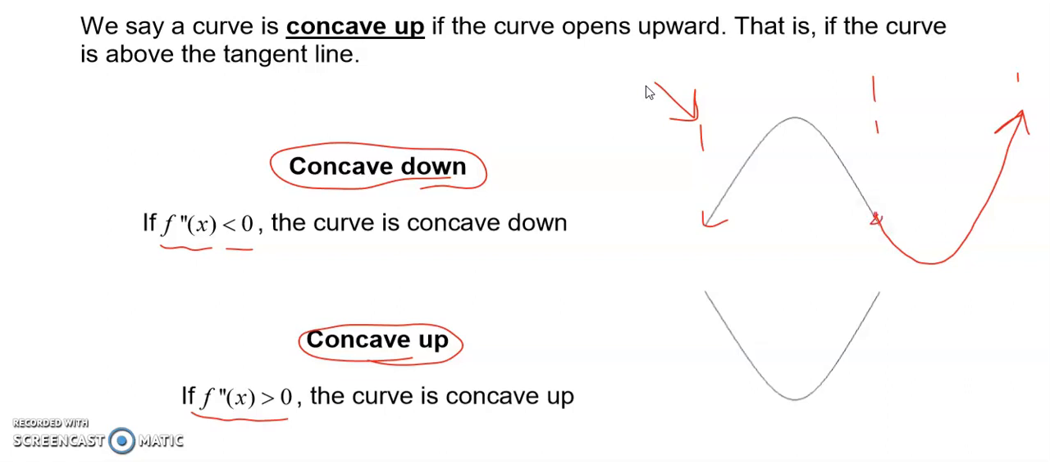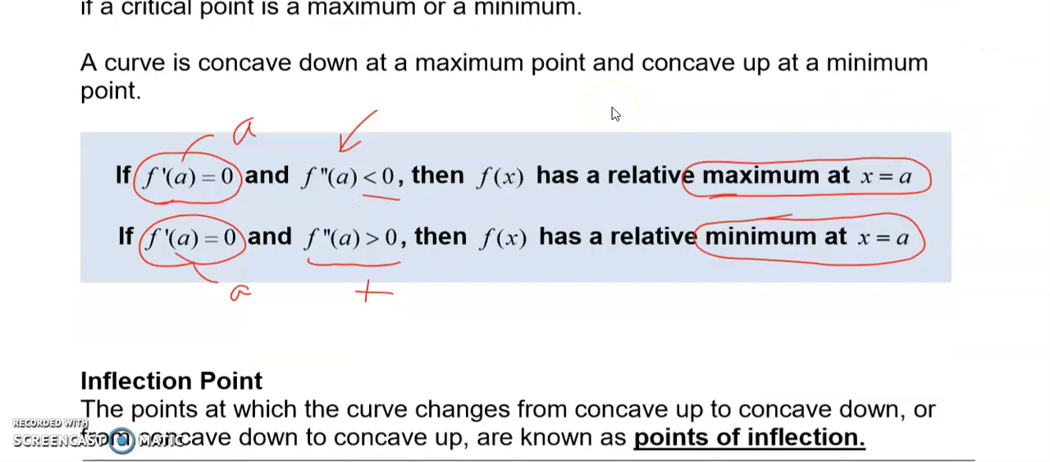The point where it changes from concave down to concave up, or vice versa, the point where it changes direction, is called the point of inflection. That's another important point that we're going to learn how to calculate today. It has to do with the second derivative. That's an important point, and you'll be including that on your graphs as well.